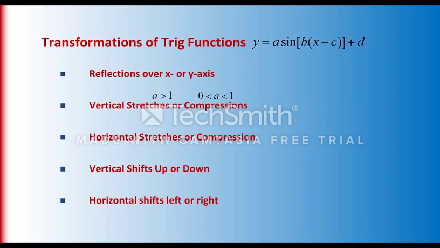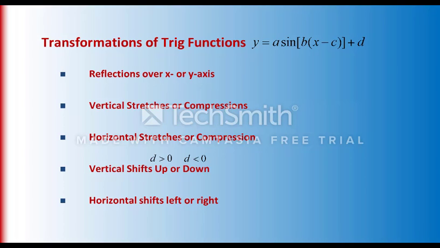Also remember that your A is going to be in charge of your vertical stretches and vertical compressions. When A is bigger than 1, you'll have a vertical stretch, and when A is between 0 and 1, you'll have a vertical compression. For your horizontal stretches and compressions, this will be letter B. When B is bigger than 1, you're going to have a horizontal compression, and when B is between 0 and 1, you'll have a horizontal stretch.